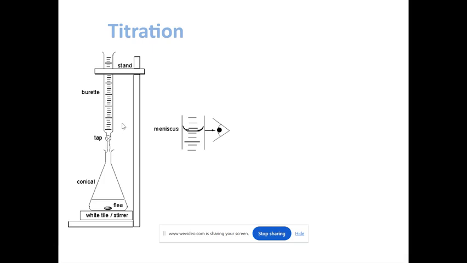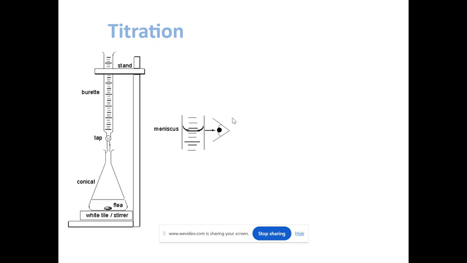Okay, so we're actually going to set this up on Wednesday and do a cleaning of the burettes, and that'll give us some practice on how to use the burettes and how to use the flasks. We need to use them safely because it's all glass, and also the burettes are a little bit delicate. So we'll talk about the proper use of these burettes on Wednesday.